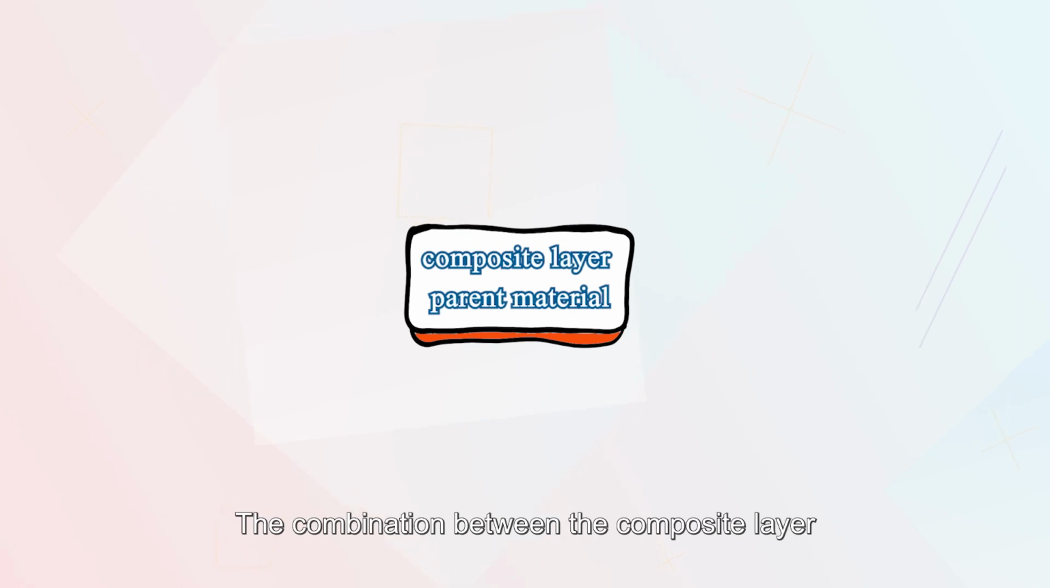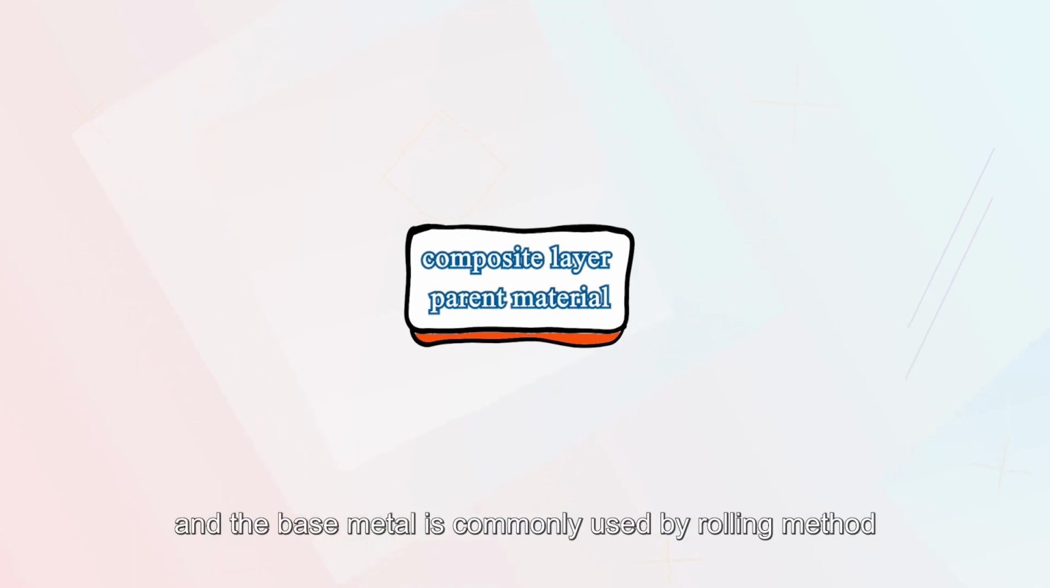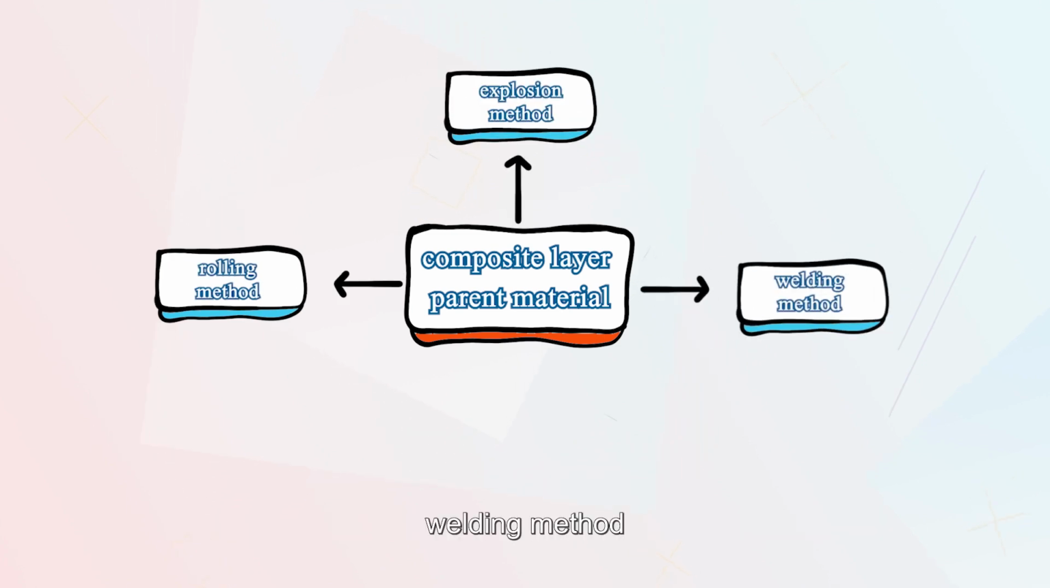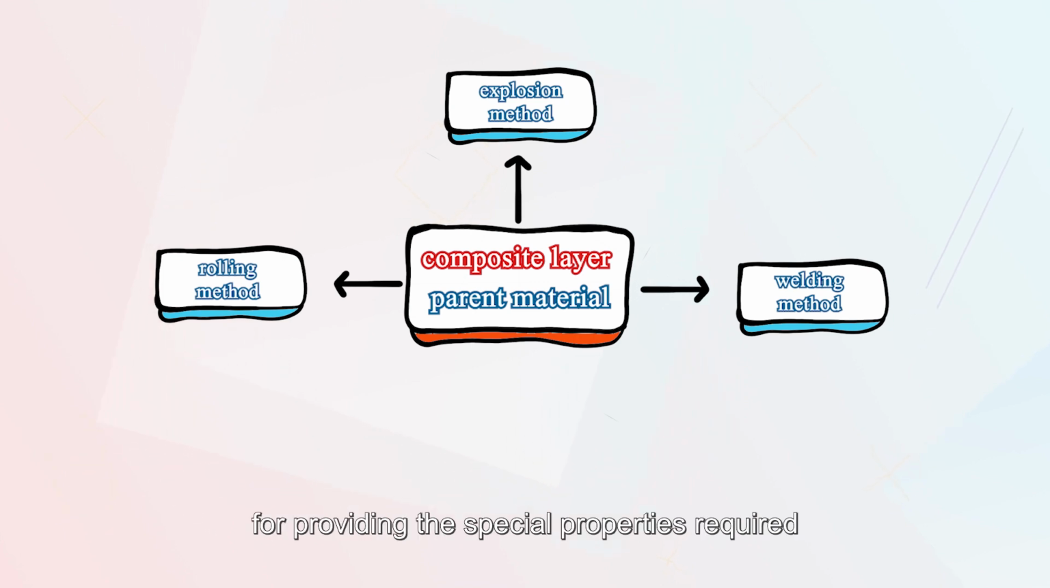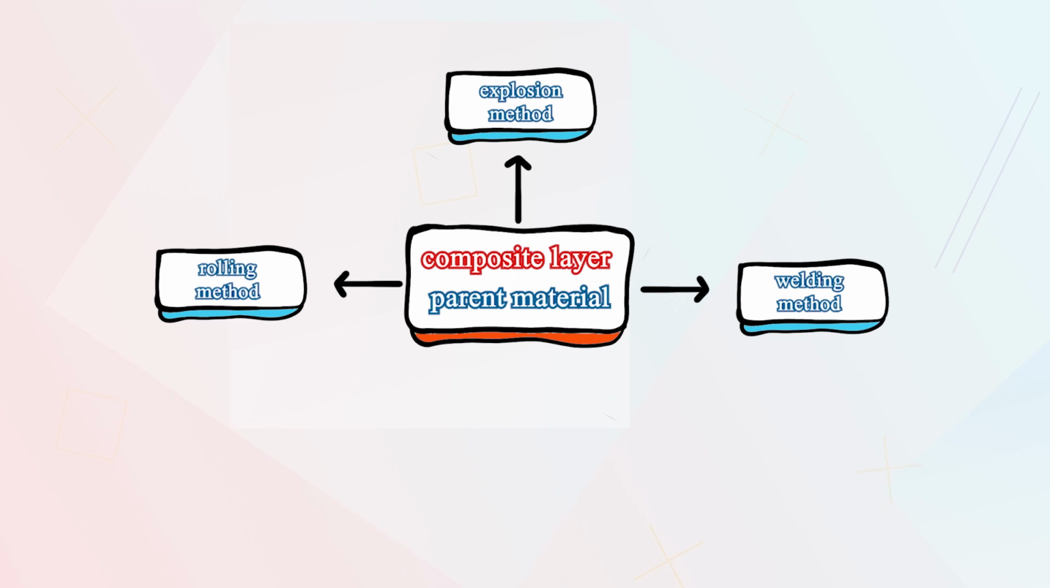The combination between a composite layer and the base metal is commonly achieved by the rolling method, exploding method, welding method, etc. Obviously, the strength of the composite plate is mainly ensured by the parent material, and the composite layer is responsible for providing the special properties required.